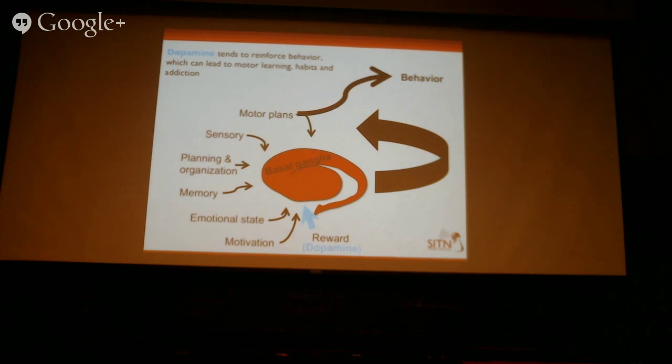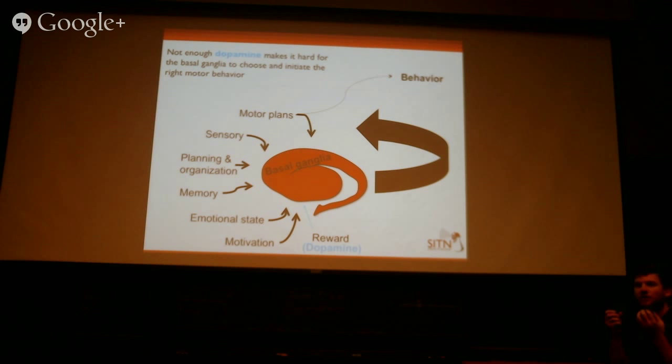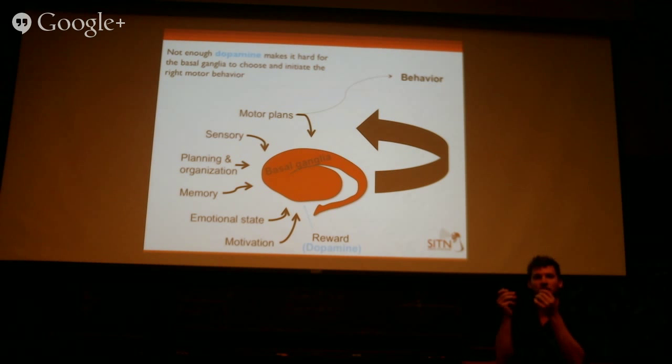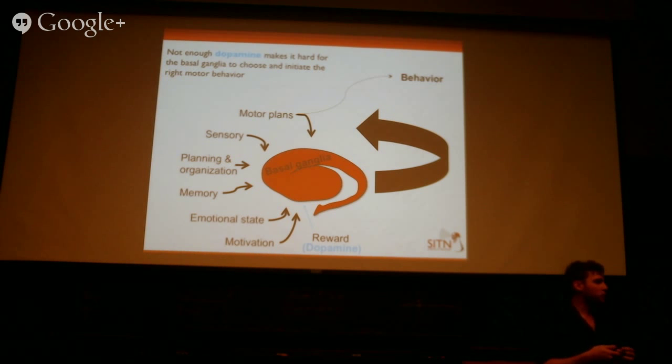Well, what happens if you have no dopamine? It turns out that you need a little bit of dopamine in the basal ganglia to select any behavior, okay? It needs a little bit just to allow one behavior through, to select one. It needs a little bit of dopamine to get the system going. If you don't have any dopamine, it's really hard for the basal ganglia to choose any behavior. And this is exactly what you see in Parkinson's patients.